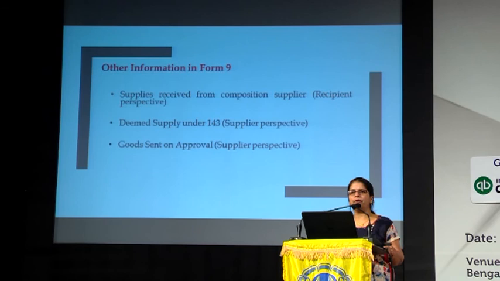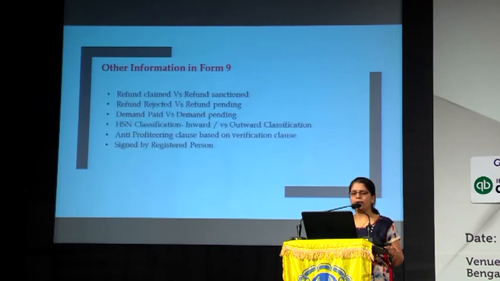Might be a bill of supply if you have received from your composition supplier, it is deemed that it is a composition supplier. So you have to check it and again you have to incorporate it. So whenever you have to record it, it is from the recipient perspective and otherwise it is from a supplier perspective. The next information in GSTR 9 is refund claim versus refund sanctioned.